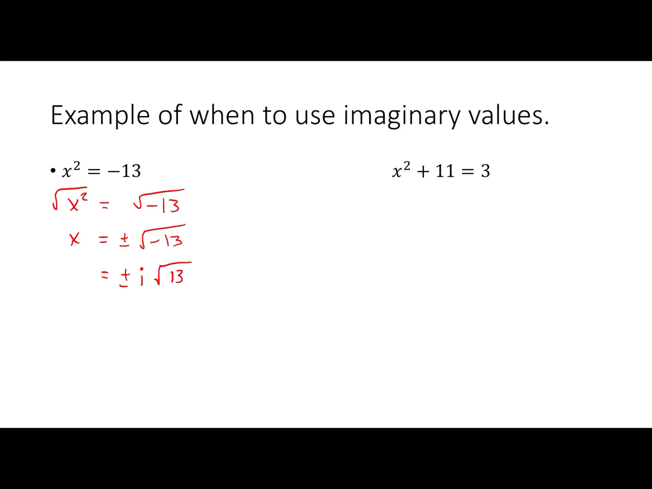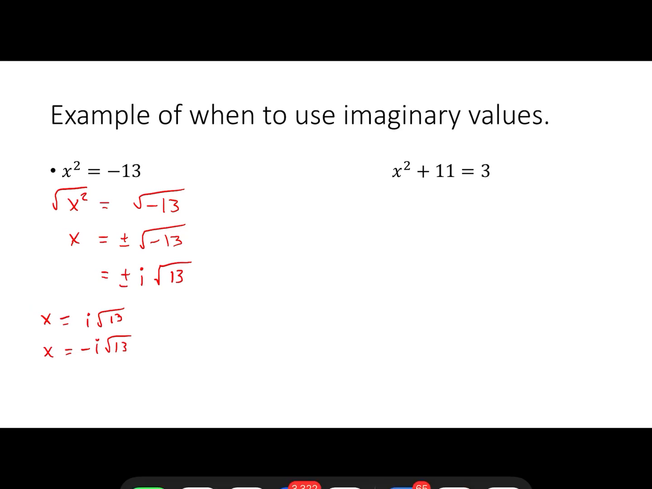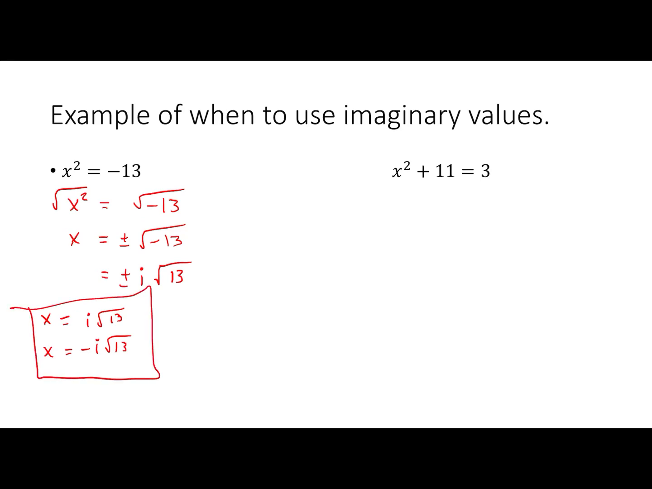And we leave the value on the inside as a positive now. Okay, so in this case, what this means is that x has a positive solution, i times the square root of 13, and a negative solution, which is negative i times the square root of 13. Okay, and that's one example when you might want to use one.